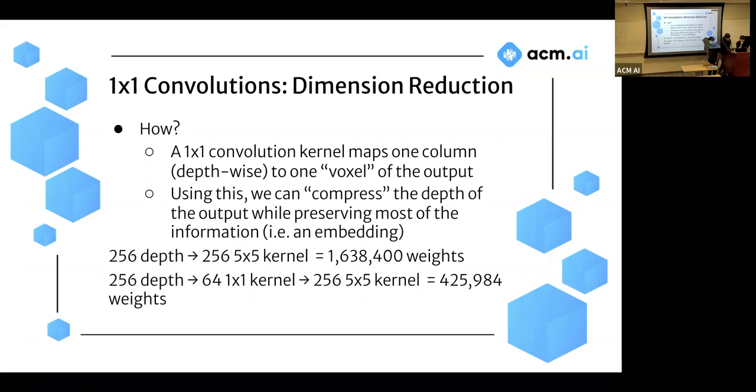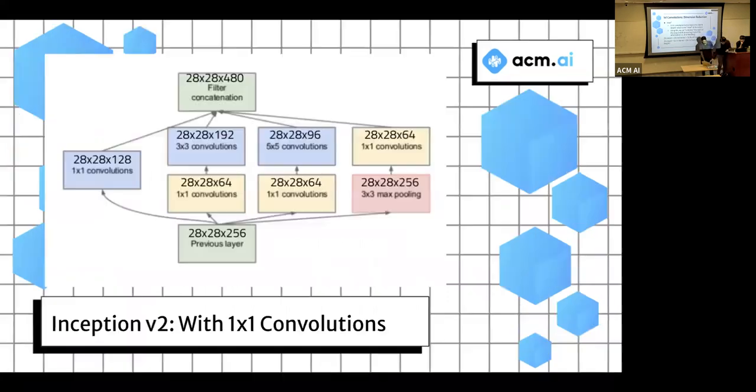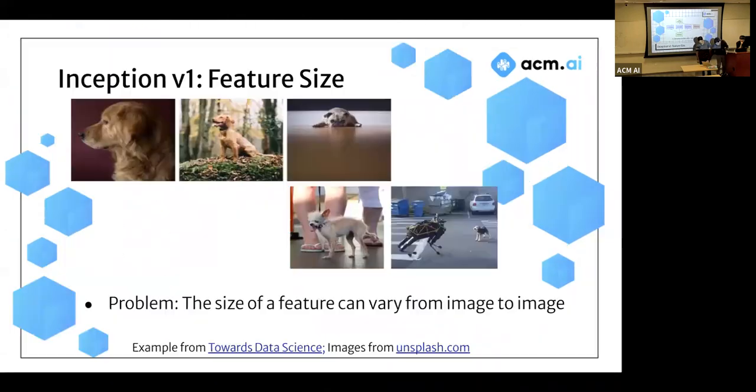And if you think about the purpose of why we do this, it's because of how features work: the size of a feature can vary from image to image. So rather than trying to figure out what is the best size for the current convolutional layer, why not just do all of them and have all of them extract different features, because different features have different sizes.